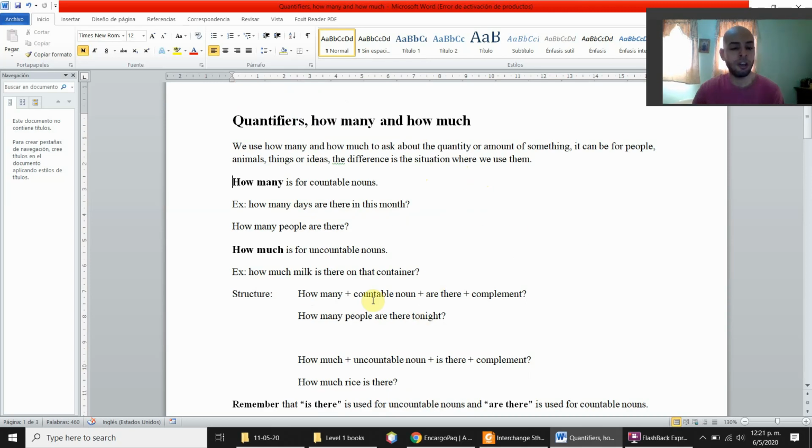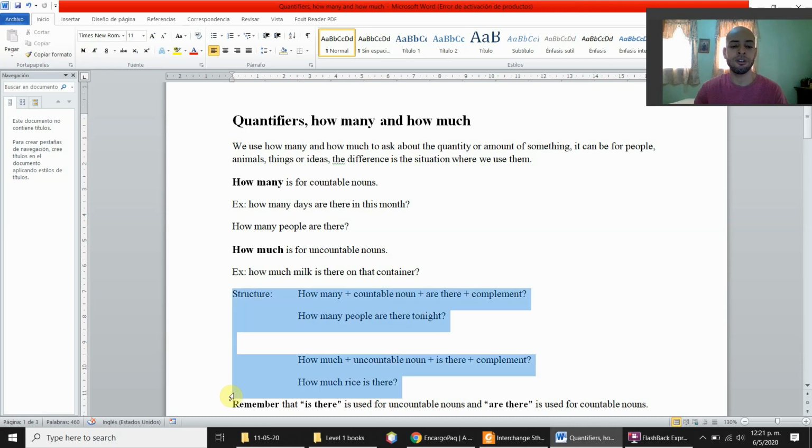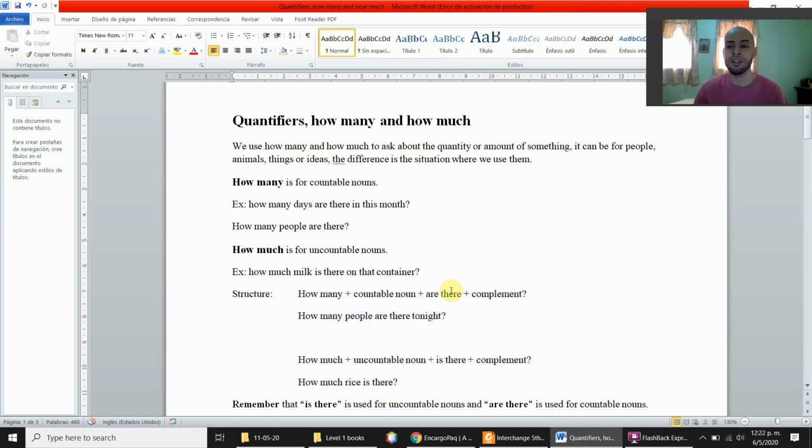You cannot say, for example, how many people is there? No, you don't say that. Or how many a pen is there? No. You always ask the question assuming that the answer is going to be plural. So how many pens, for example? Or how much water is there? You always ask the question assuming that the answer is going to be plural, even if the answer is going to be singular, and even if you know that the answer is going to be singular.